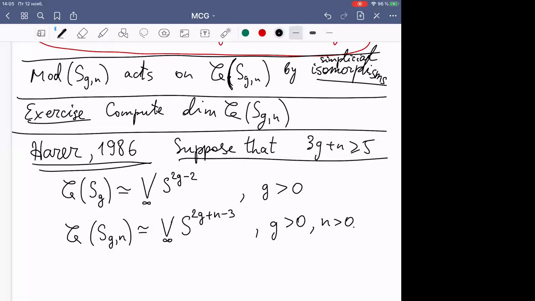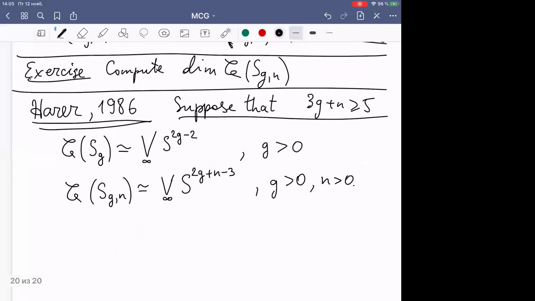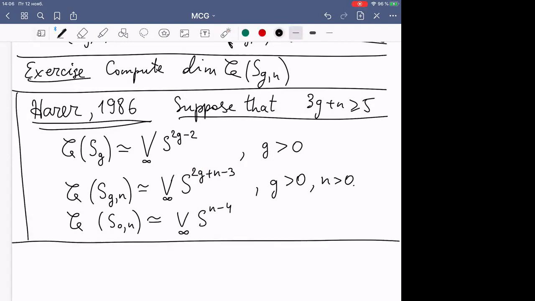Note that if we try to put n equals 0 here, we get an incorrect answer. So there is such a shift by one in the case of a connected surface with punctures. Also an important situation is genus 0 with n punctures. And here we have a wedge of n minus 4 dimensional spheres. And again, if we try to naively put g equals zero here, then we get an incorrect answer. The correct answer is n minus 4 dimensional spheres. Okay. This is a nice result by Harer, and next time we will prove this.